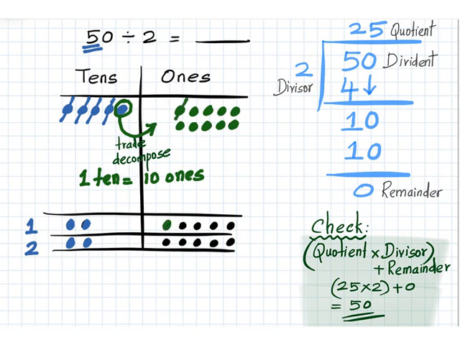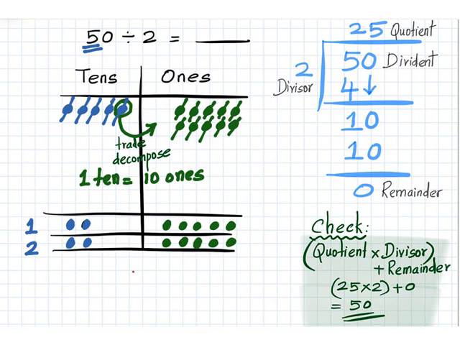So 1, 2, 3, 4, 5, 6, 7, 8, 9 and 10. There is none left. No one is left. So all the ones got shared.